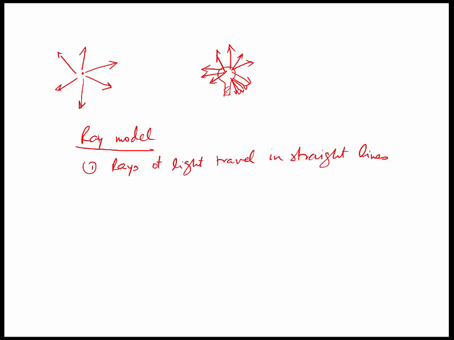So the key thing to remember with the ray model is that rays of light travel in straight lines. Once the ray of light leaves the light emitting object, it continues on in a straight line, and two rays don't interact with each other. So already we're contradicting some of the things we said in the wave nature of light. That's how these two models are. They are not consistent with each other.